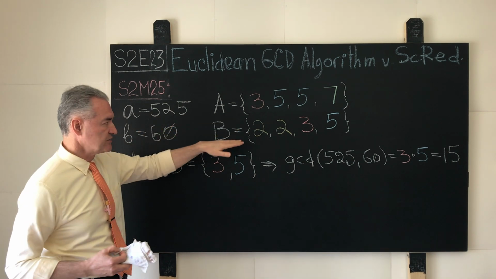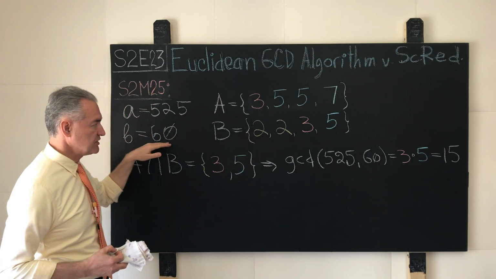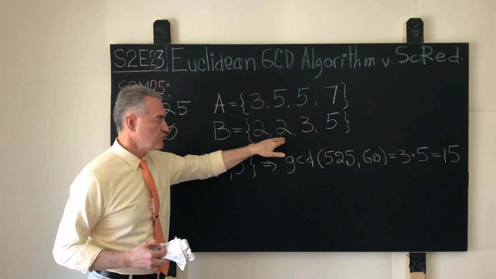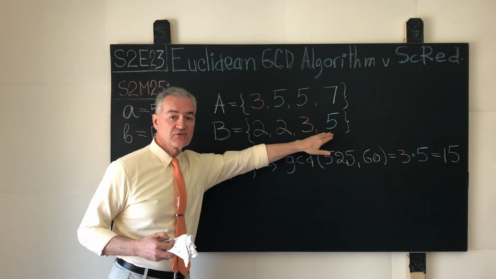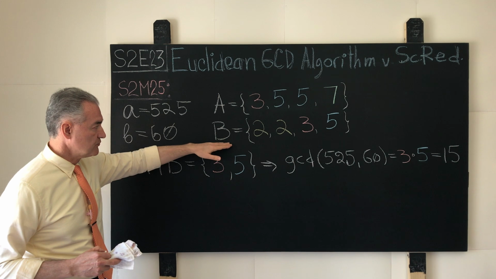Number 60 is even simpler. 2, 2, 3, 5 are the prime factors of 60. That is easy to see. 2 times 2 is 4, 4 times 3 is 12, 12 times 5 is 60. Bam, we have the prime factorization of 60.